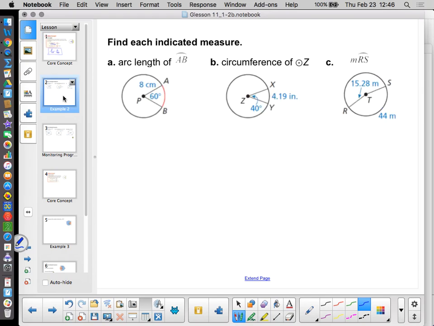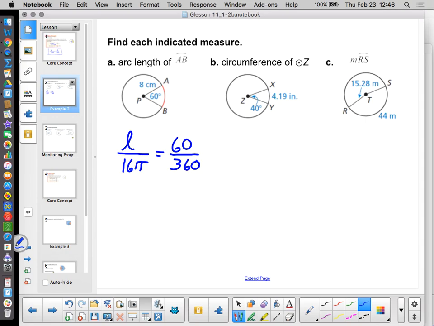So here we're looking for the arc length. So arc length is unknown over the circumference of the circle. Now here the radius is 8, so the circumference would be 16 pi, because the diameter is 16 if the radius is 8, and circumference is pi times diameter, equals the measure of the angle, which is 60, over the entire circle, 360.